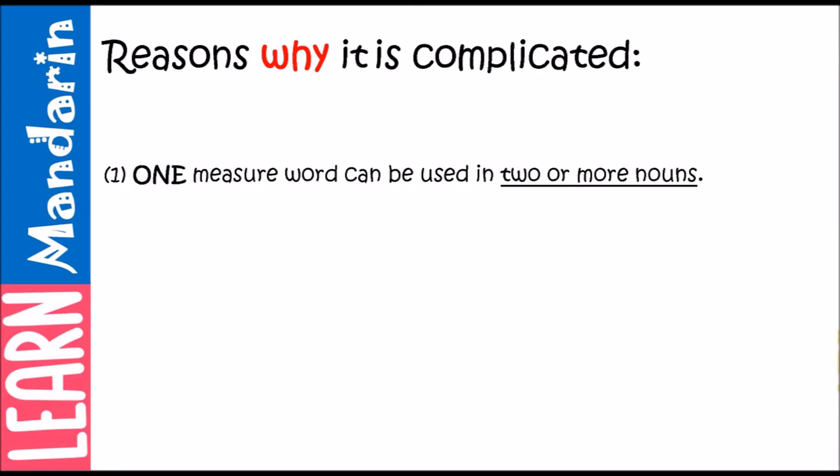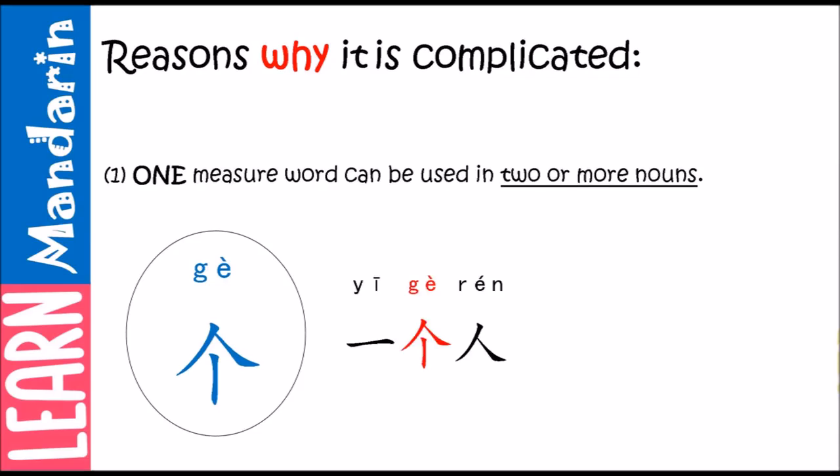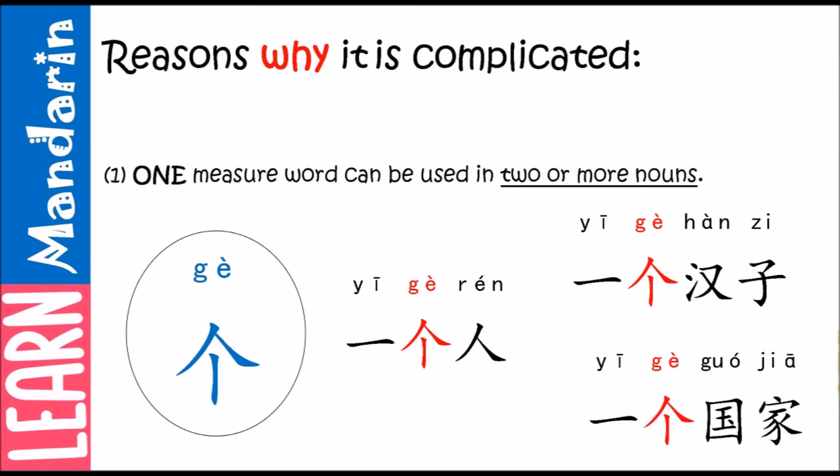One measure word can be used for two or more nouns. An example will be the measure word 个, which is the most frequently used measure word among new learners. 一个人, 一个汉字, and 一个国家 are some examples of using the measure word 个 with different nouns.